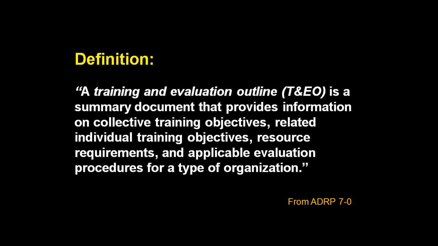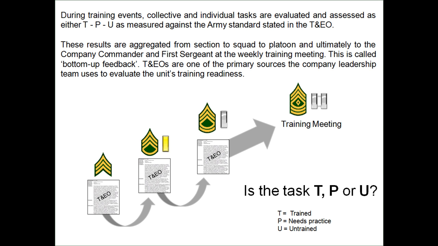The bottom line is, if you're not training, evaluating, and assessing tasks using T&EOs, the soldier or unit is not meeting the Army standard for that particular task. As the unit trains and executes training events, leaders and observer controllers watch and evaluate the training using T&EOs. At every level, leaders aggregate these results from section to squad to platoon and ultimately to the command team level for the final assessment of whether that task is trained, needs practice, or continues to be untrained.